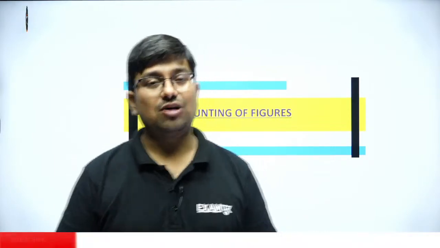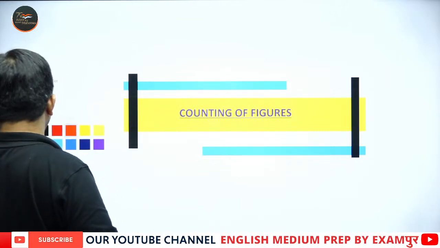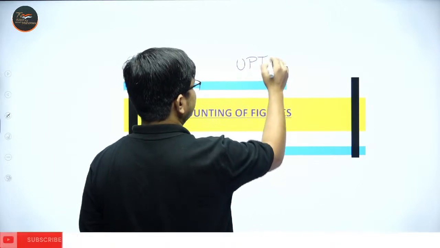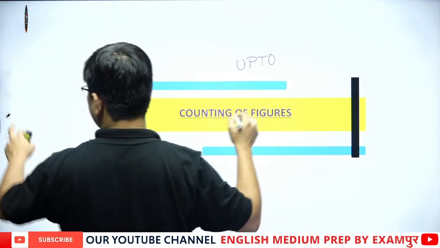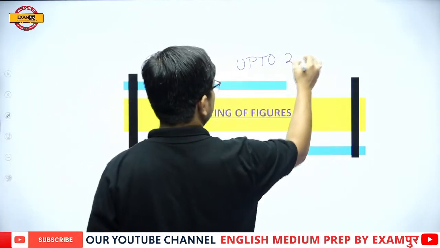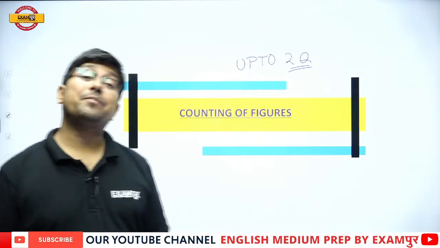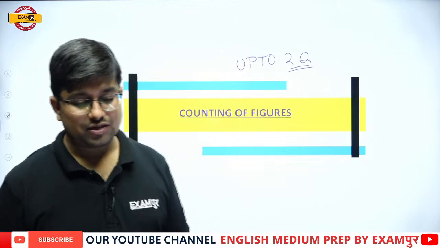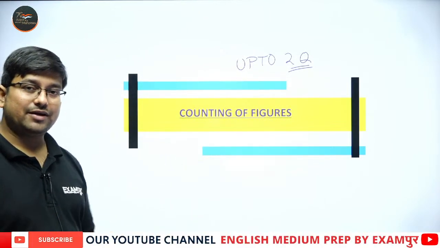Okay, and this is a topic whose weightage in the examination is up to 2 questions. Up to 2 means the upper limit is 2, 0, 1 or 2. All right, everyone. Fine. Getting it, everybody?